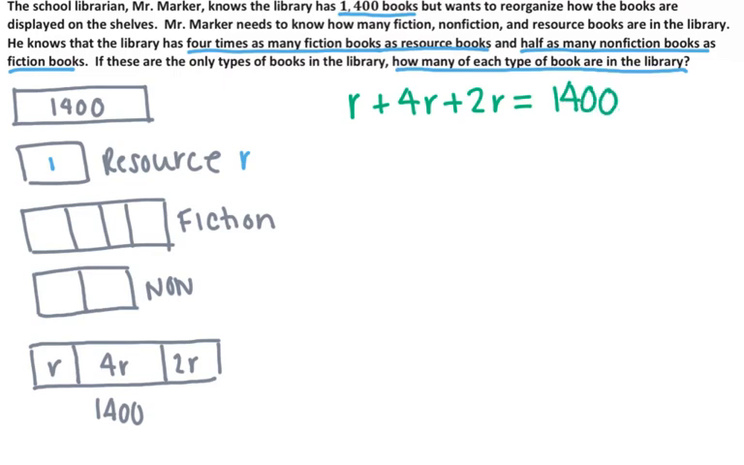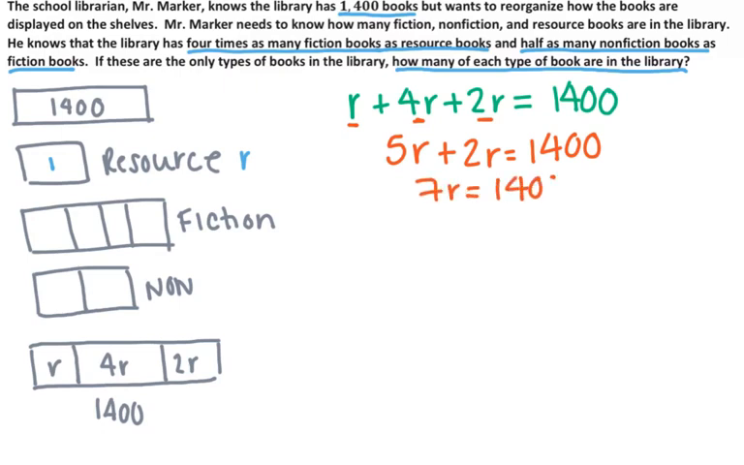And because all 3 of these numbers have R in them, we can add them together. So we can do R plus 4R, which gives us 5R. So we have 5R plus 2R is equal to 1,400. And then we can add them together again. So 5R plus 2R is 7R, which is equal to 1,400.